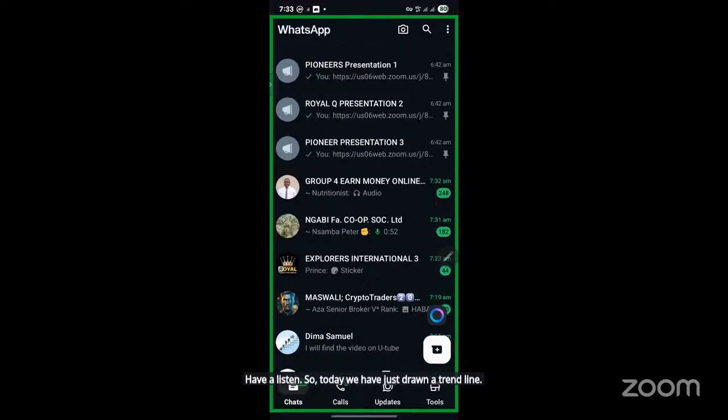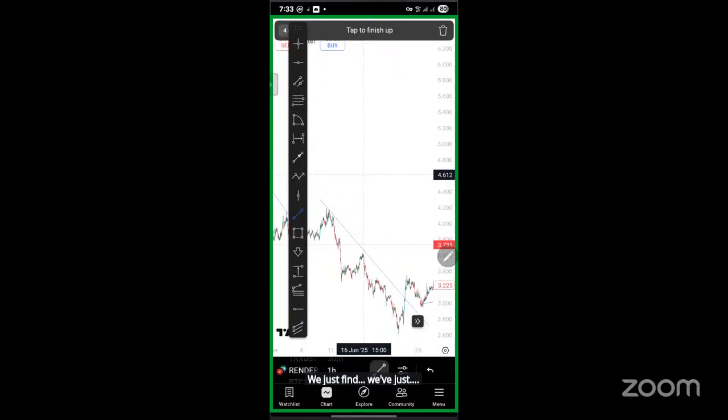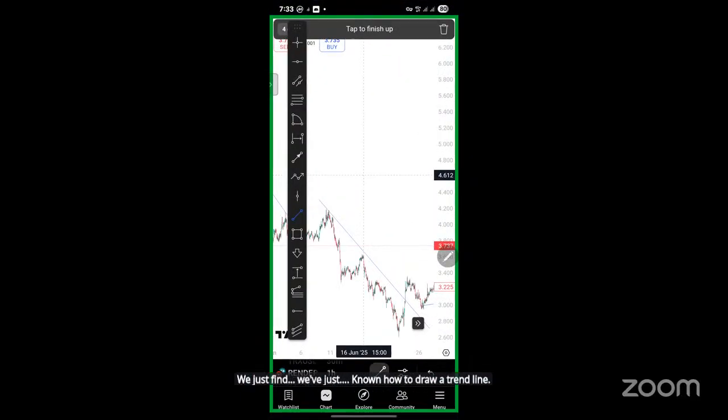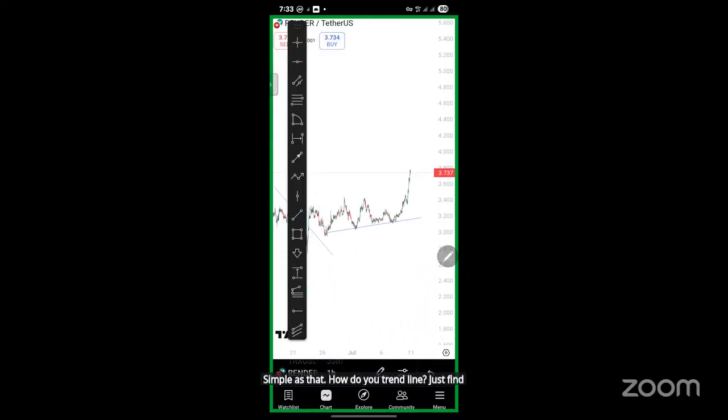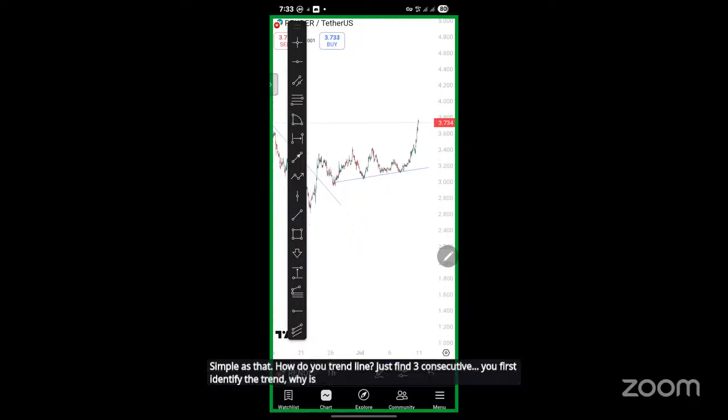So today we have just drawn a trend line. You've just known how to draw a trend line. Simple as that. Just find the 3 consecutive. You first identify the trend. Where is the market going? Market is going up. Once it is going up, you draw the trend line below the candles.